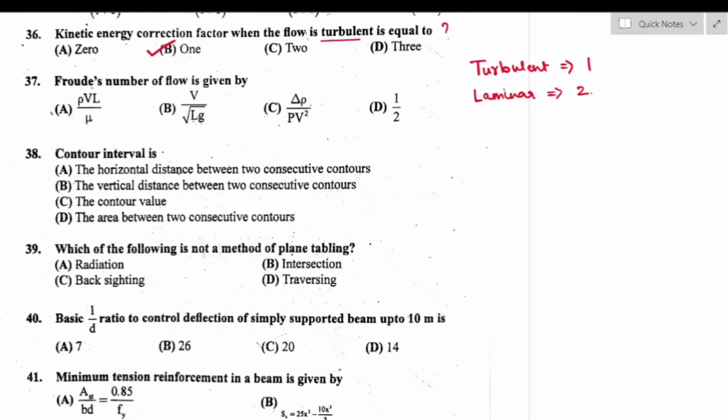Question number 37. Froude's number of a flow is given by. Froude number is the ratio of inertia force and gravitational force. So, option B is the right answer.